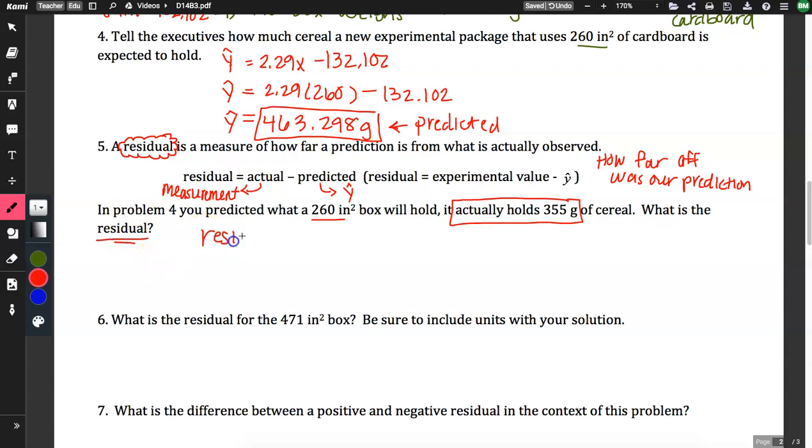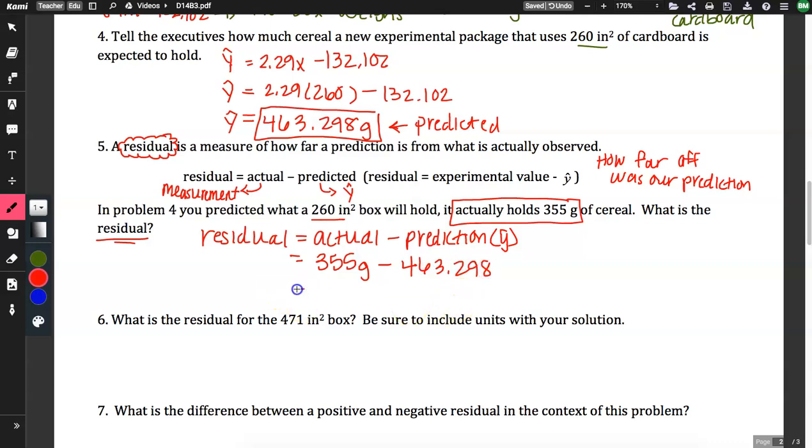So we're going to find the residual by doing actual minus the prediction, or the y hat amount. In this case, the actual was 355 minus our prediction, 463.298. So our residual is negative 108.298 grams. Okay, and it's fine to have a negative residual. That actually means something in the context of our problem. In this problem, it means that the box held less than what we'd expect. And we'll talk about whether that's good or bad in a moment.